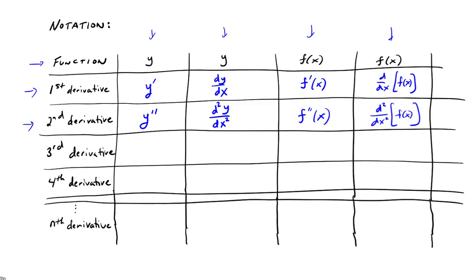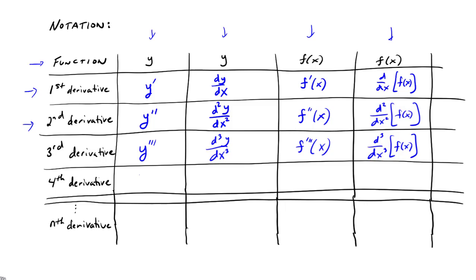Okay. Third derivative, y triple prime, d cubed dx cubed y, f triple prime of x, that's a third one there, or d cubed dx cubed of f of x. Okay, so far, so good.